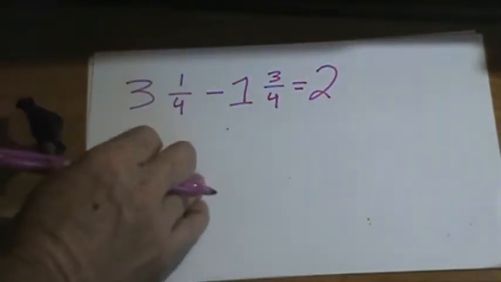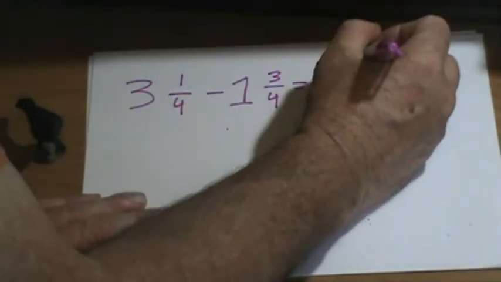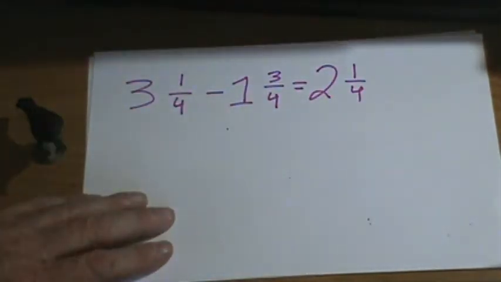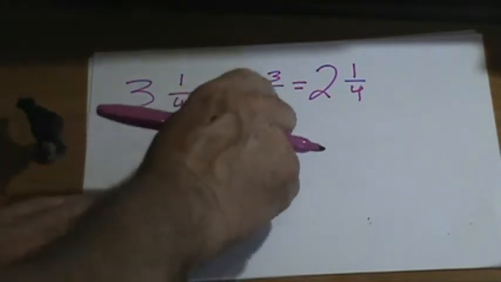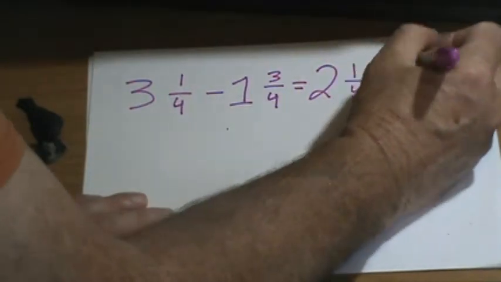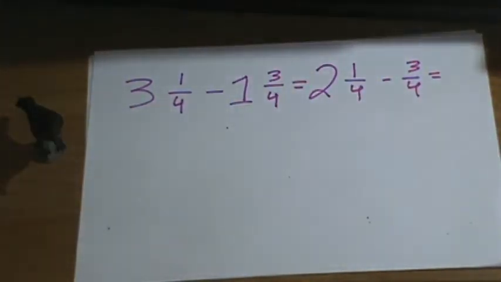Then we're going to subtract what's left over, right? We have the 2 and the 1/4. Because remember, 3 1/4 minus 1 is 2 1/4. And we're going to subtract the remaining 3/4, because we've already subtracted the 1. So what would that equal? Well, let's think about it. It's going to be less than 2, right?